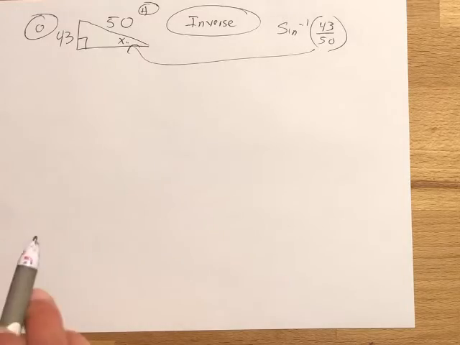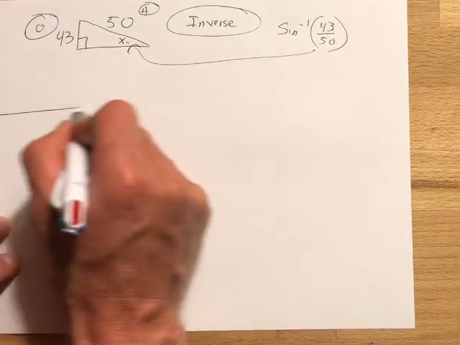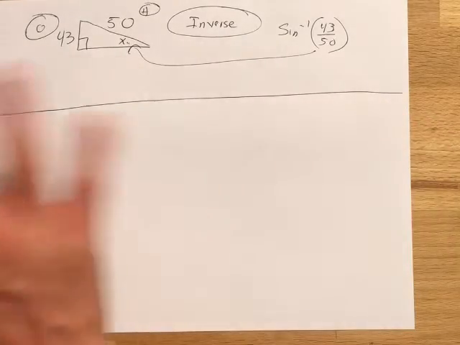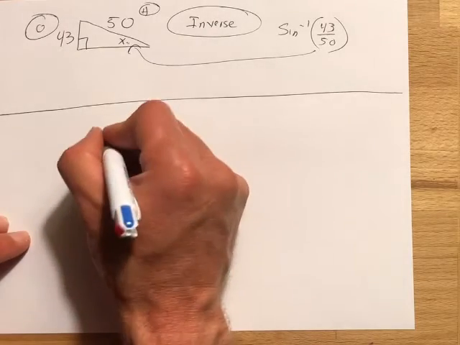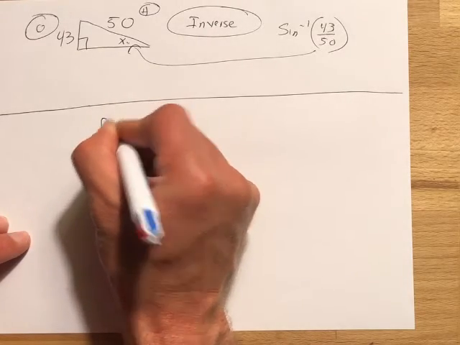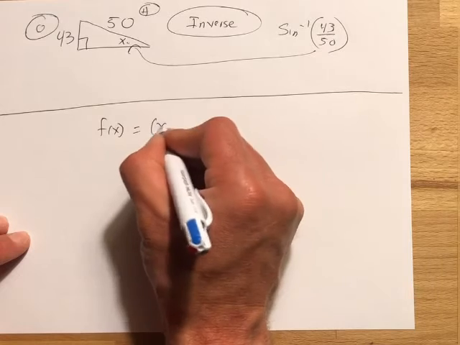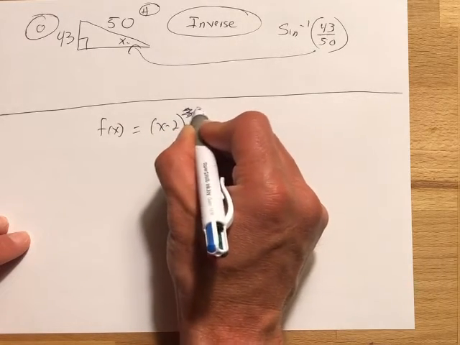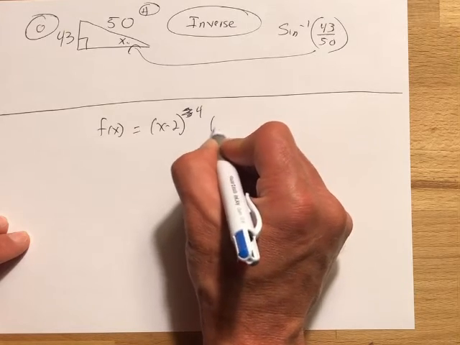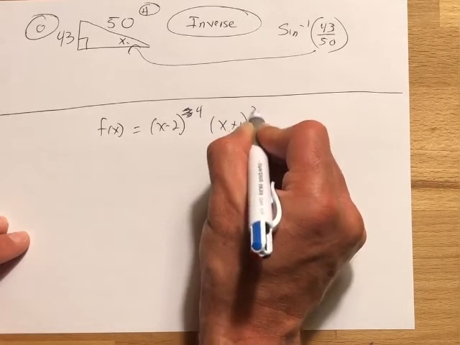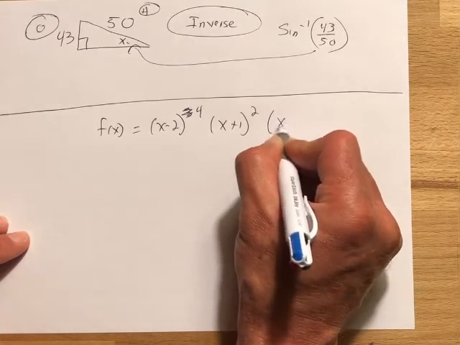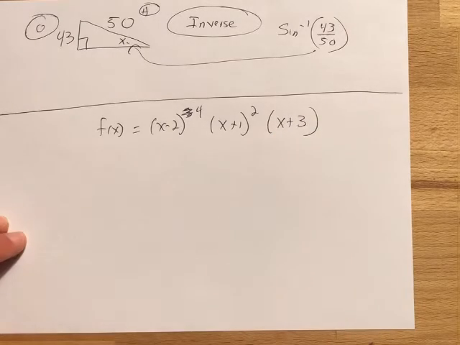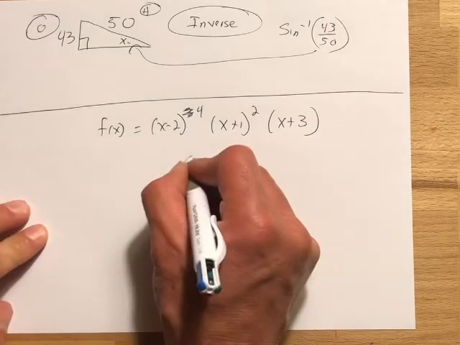Okay, a couple more things. This is review, and I just want to review this. This is from last semester, reviewing graphing. Let's say x minus 2 to the third, x minus 2 to the fourth times x plus 1 squared times x plus 3, and it says graph this. If you remember from last semester, you have to graph this.